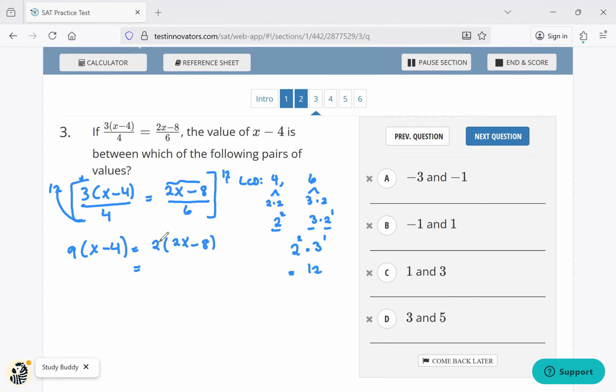Okay, clean this up. 2 times 2x is 4x. 2 times negative 8 is negative 16. And then FOIL out this 9, so that's 9x minus 36. And then go ahead and solve for x. So you're going to subtract 4x from both sides, and equals negative 16. 9x minus 4x is 5x.